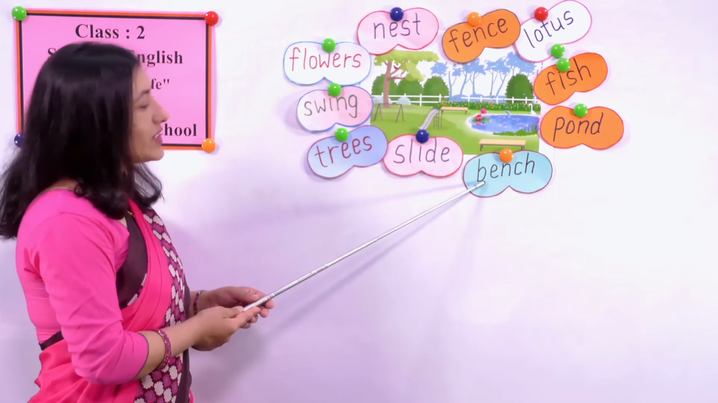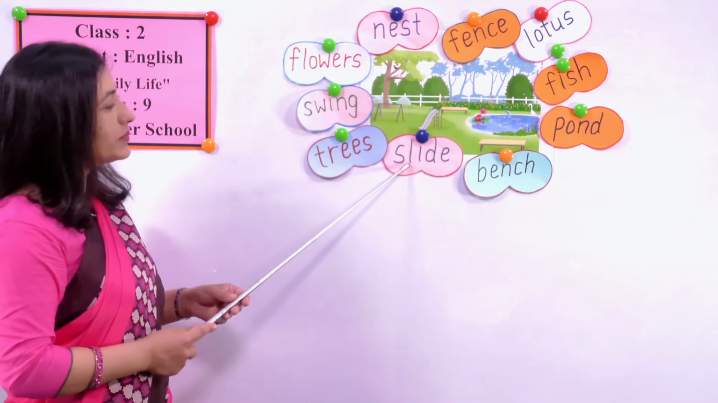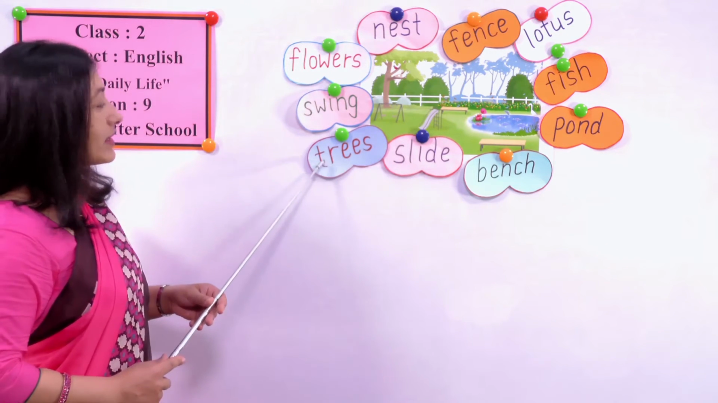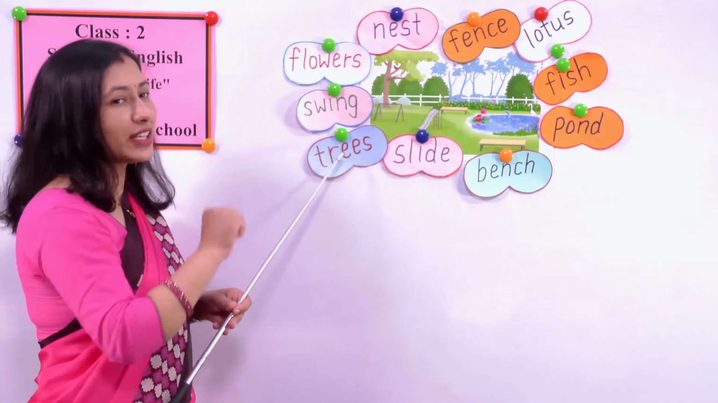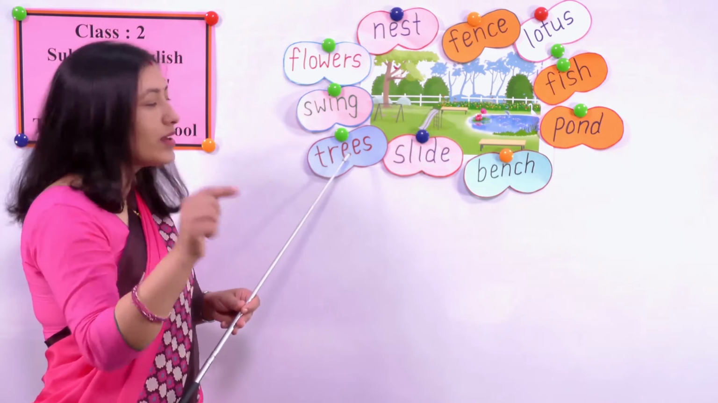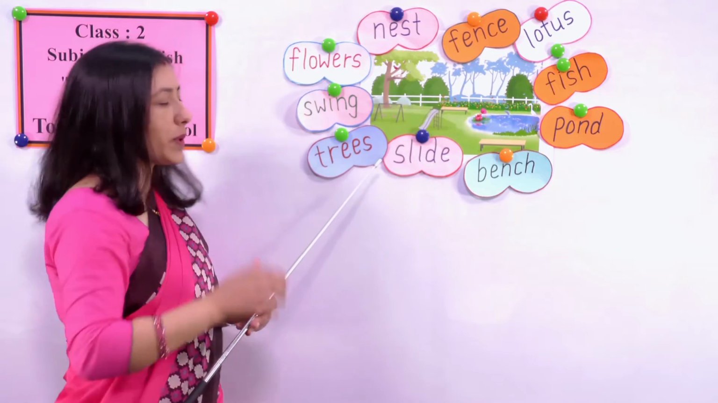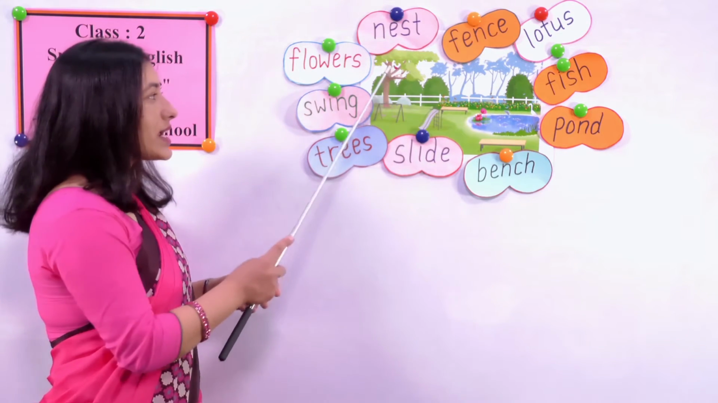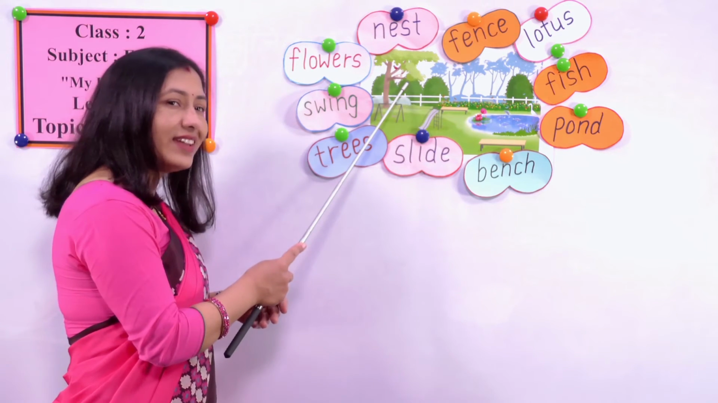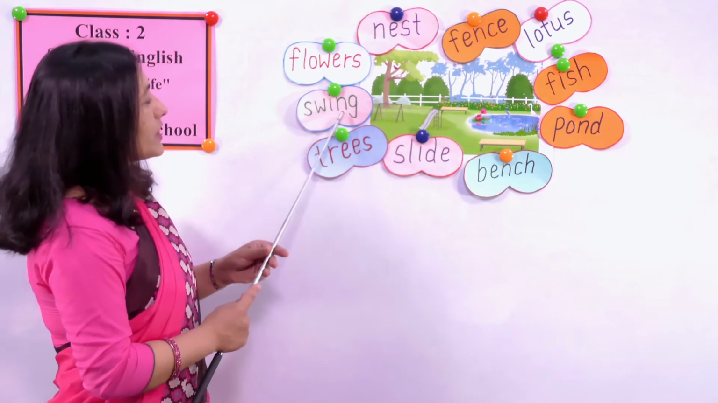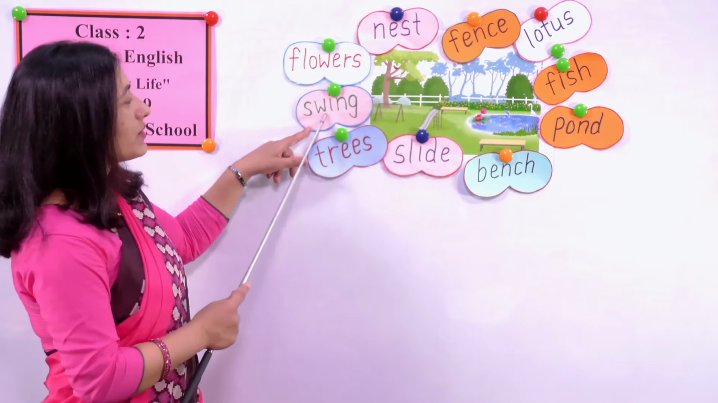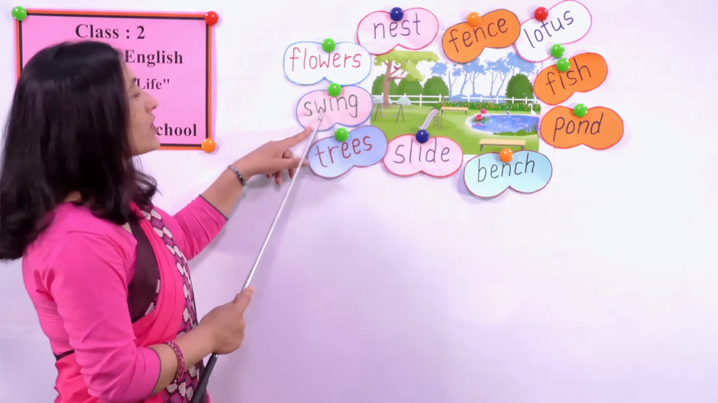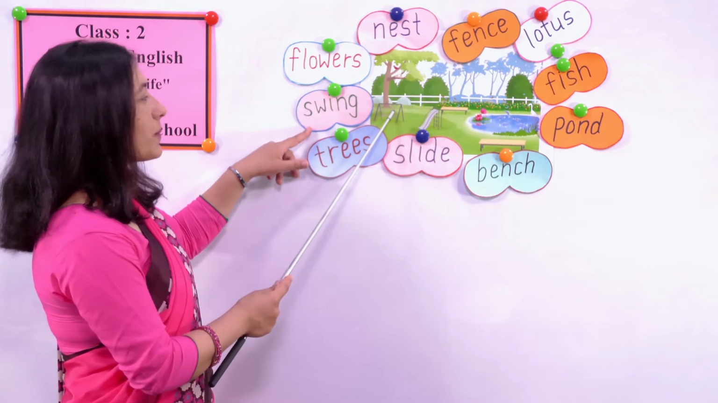Good. Bench. And this one? Very good. Slide. Even point to the picture in your book. While reading the words, point to the picture. And this one? Trees. Point to the picture like this. Good. And this one? How do you read the word? Good. Swing. And point to the picture.